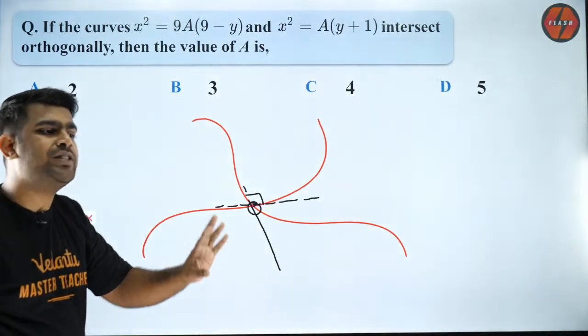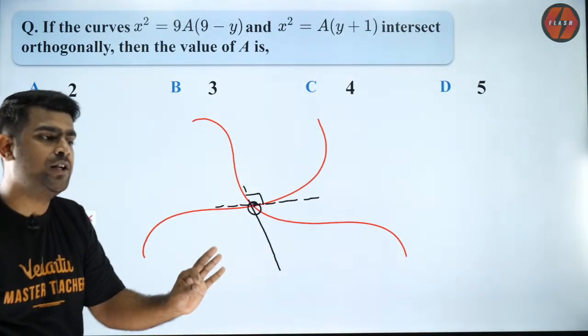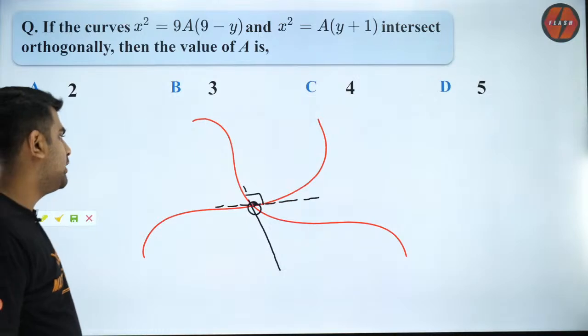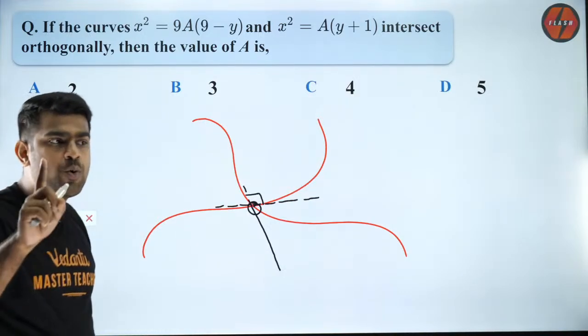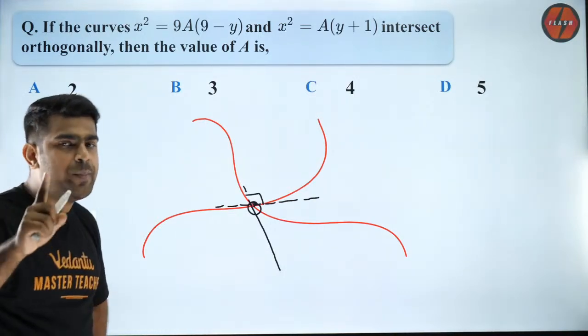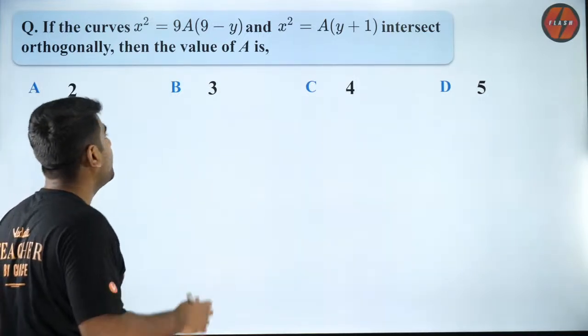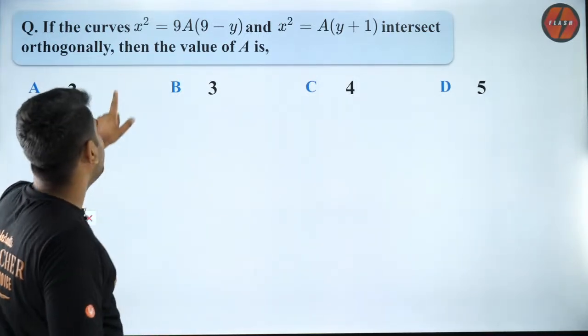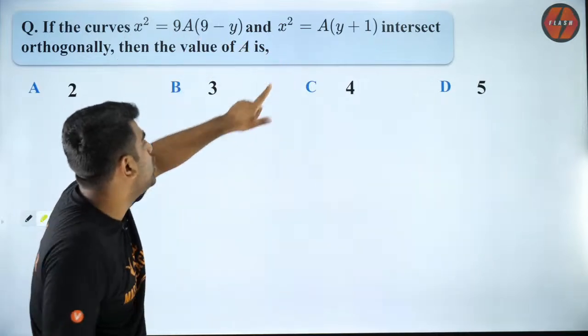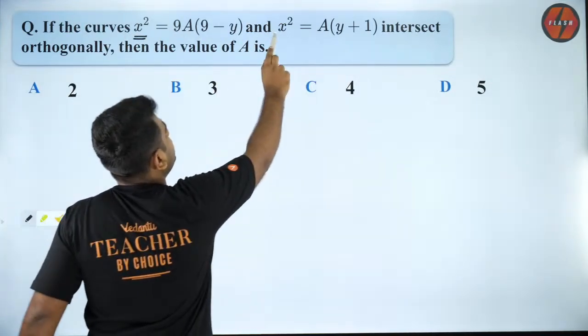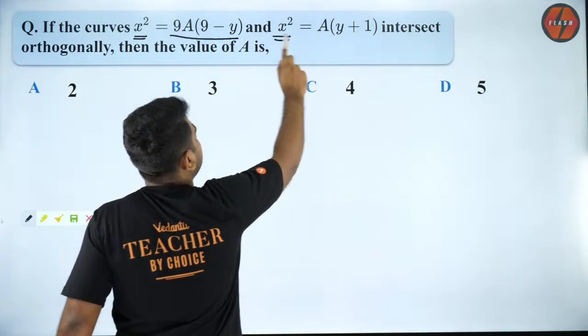So I'm going to follow the exact same procedure. Let's try to do it together. Are you all ready? Can you guys follow me step by step? So what is the first step? First step is to find the point of intersection. To find the point of intersection, I will equate both. Now this is x square, this is x square. So can I equate this and this?